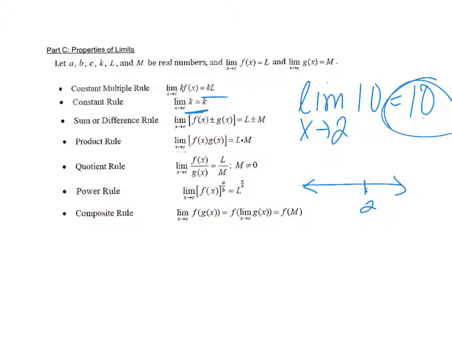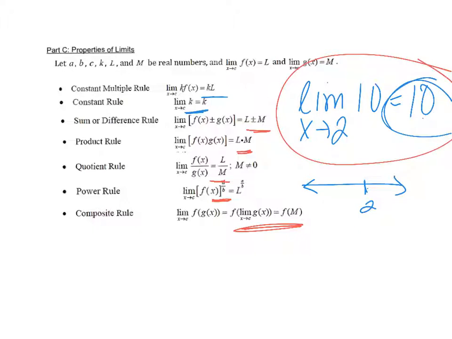The addition rule: the limit holds over addition, the limit holds over multiplication, the limit holds over division as long as m is not equal to 0, so as long as the bottom limit's not going to equal 0. It holds over exponents, and it holds over compositions. Like I said, not super important, but just good to be aware of. This is definitely important. When I take the limit of a number, it's just a number.